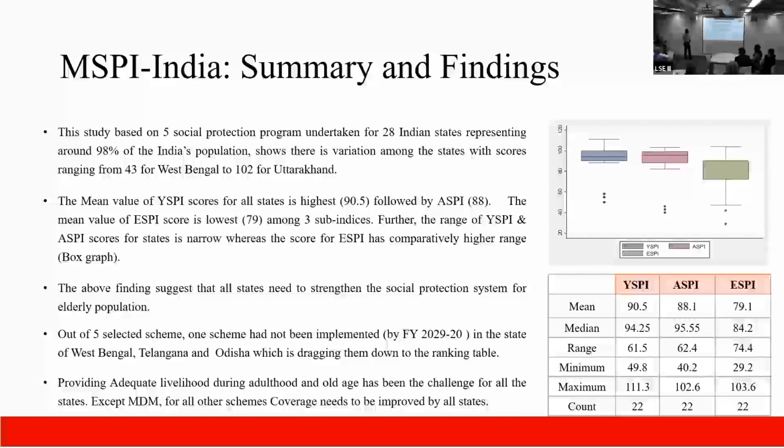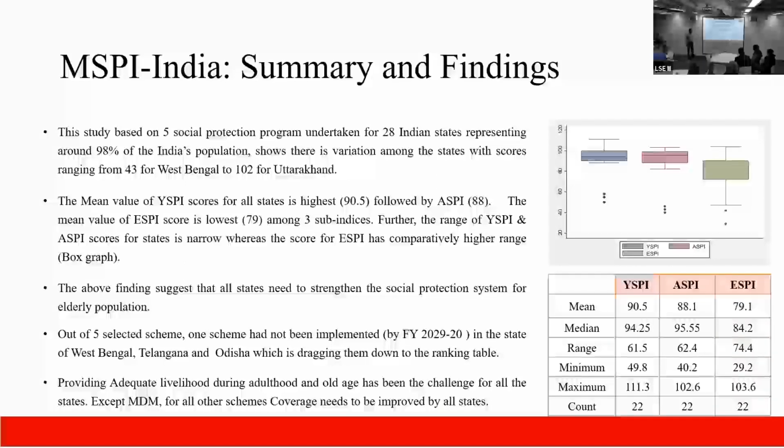If we see the findings or summary of this study on Indian states, this study is done on 28 Indian states, representing around 98% of the population, wherein West Bengal stands at the lowest and Uttarakhand stands at the highest. From this score, we can also see that there is a variation in each of the sub-indices. The mean value of the Young Social Protection Index is around 90.5, whereas in the case of the Elderly Social Protection Index, the mean value comes to around 79%, which indicates that the range for this is higher as compared to the range for the young population.